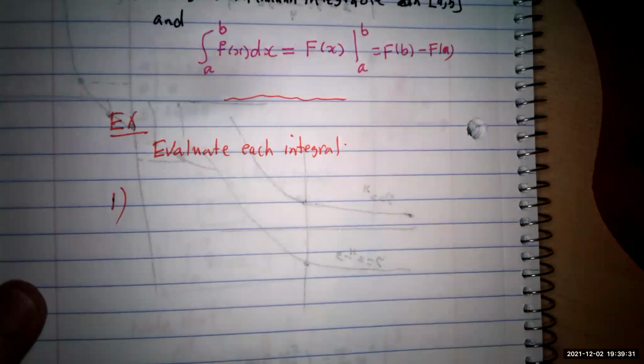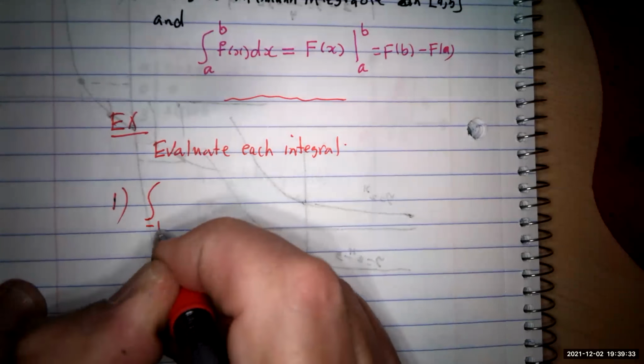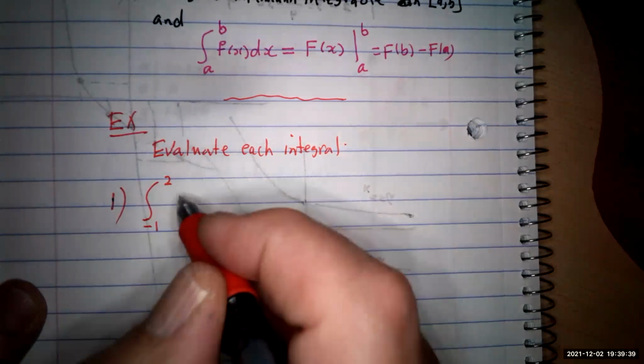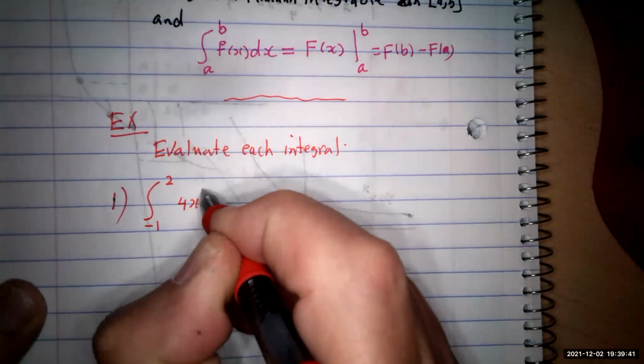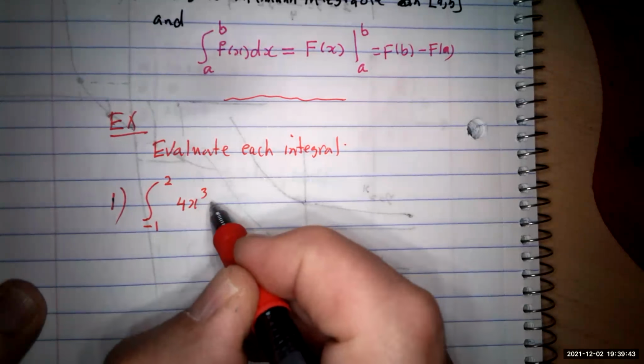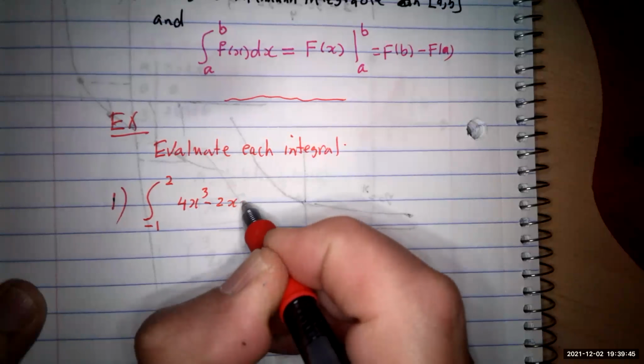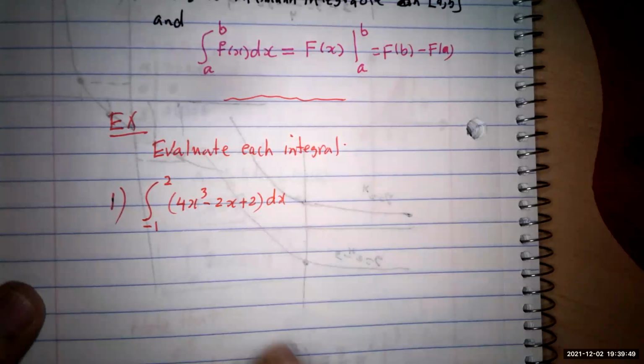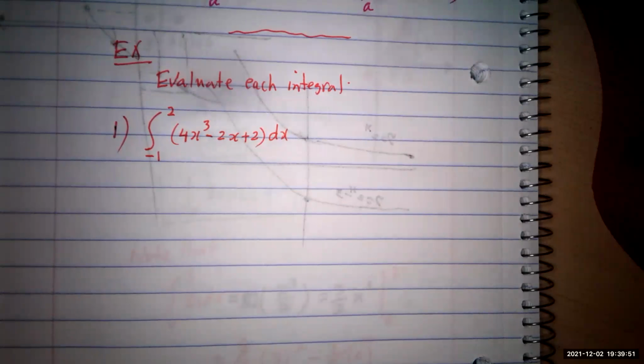Type 1 is the integral from -1 to 2. As soon as you see the numbers, you say, oh, it's a definite integral. 4x cubed minus 2x plus 2 dx. See, that's type 1. In this type, no substitution method is needed, because you have only powers of x.